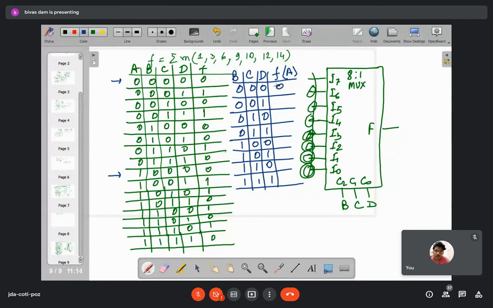Okay. Next combination of BCD is 0, 0, 1. Here as well as here. See, if A is 0, I require 1. If A is 1, then also I require 1. So it does not matter whether A is 0 or 1. My F should be 1 whenever BCD is 0, 0, 1. So F is 1 here.